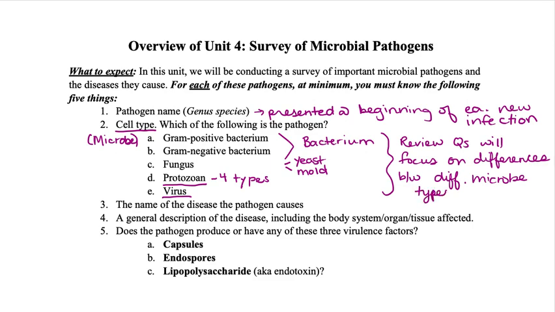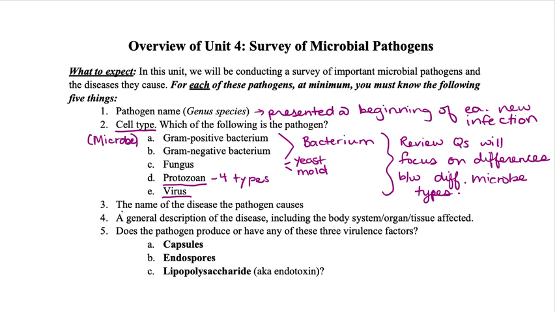So some of those big picture concepts from Unit 1 were, what is the difference between prokaryotic cells and eukaryotic cells? Gram-positive and gram-negative bacteria are prokaryotes. Protozoa and fungi are eukaryotic cells, and viruses are not cells. Another big picture review topic would be, what is the difference between a cell and a virus?